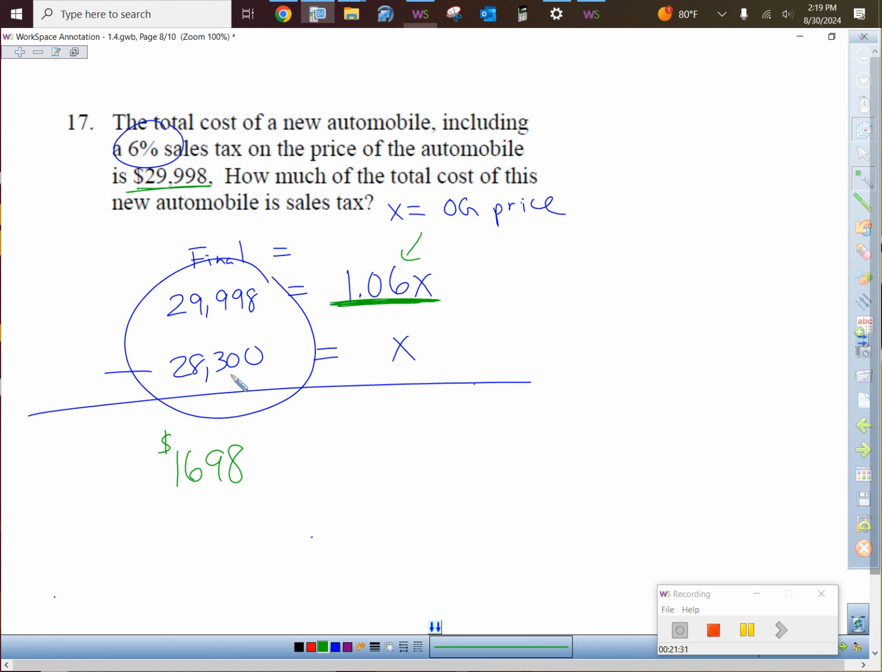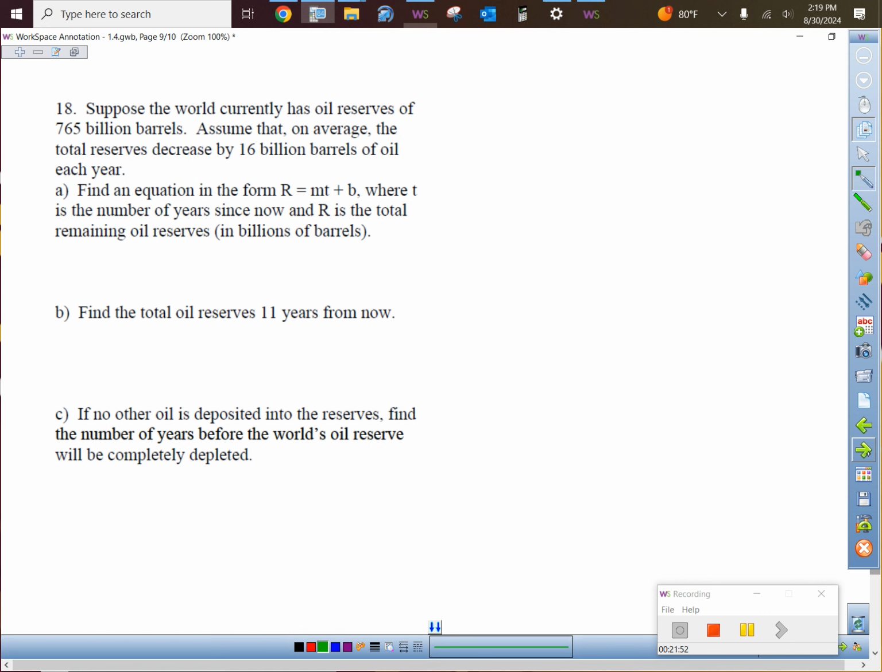If you need help with that on homework, I will help you. The final price equals 106% times the original price in that case. If it was an 8% sales tax, you do 1.08. Right? Crazy stuff there. Couple more.